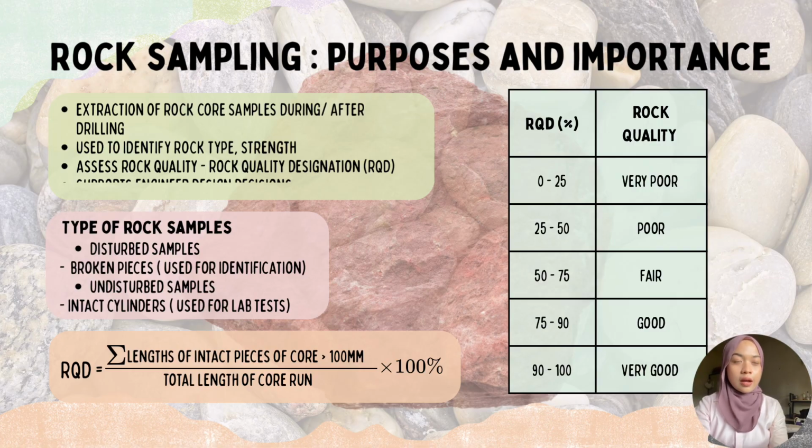Let's see the right table which shows the RQD percentage. If the RQD percentage is around 25 until 50, it shows poor rock quality. But we see the highest one, which is 90 until 100. It is very good rock quality. We get this by using the RQD, so that we can know what quality the rock is.